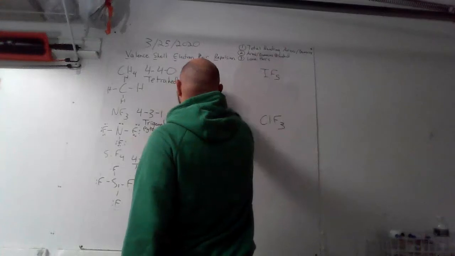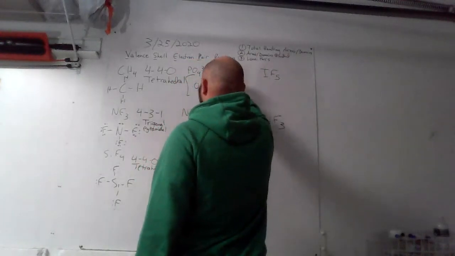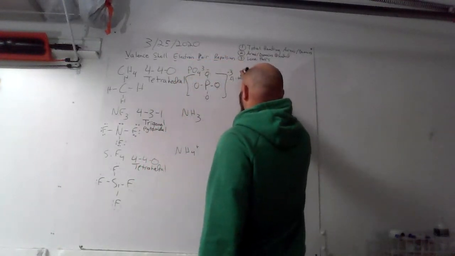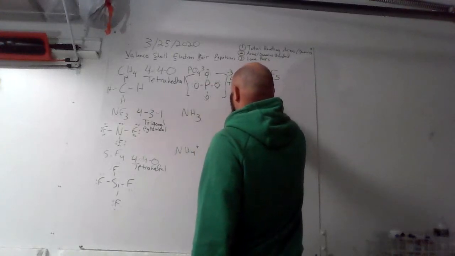Don't forget your bracket because it is a polyatomic ion. Minus 3. So I have 4 bonding areas, 4 bonded, 0 are not, so that's tetrahedral again.